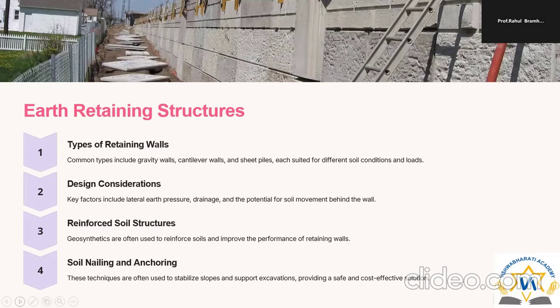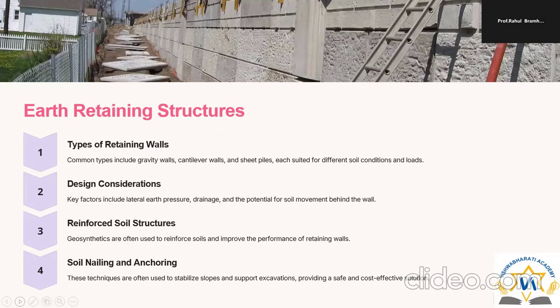The next one is design consideration. In earth retaining structures, the second concept we consider is design consideration. Key factors include lateral earth pressure, drainage, and the potential for soil movement behind the wall.